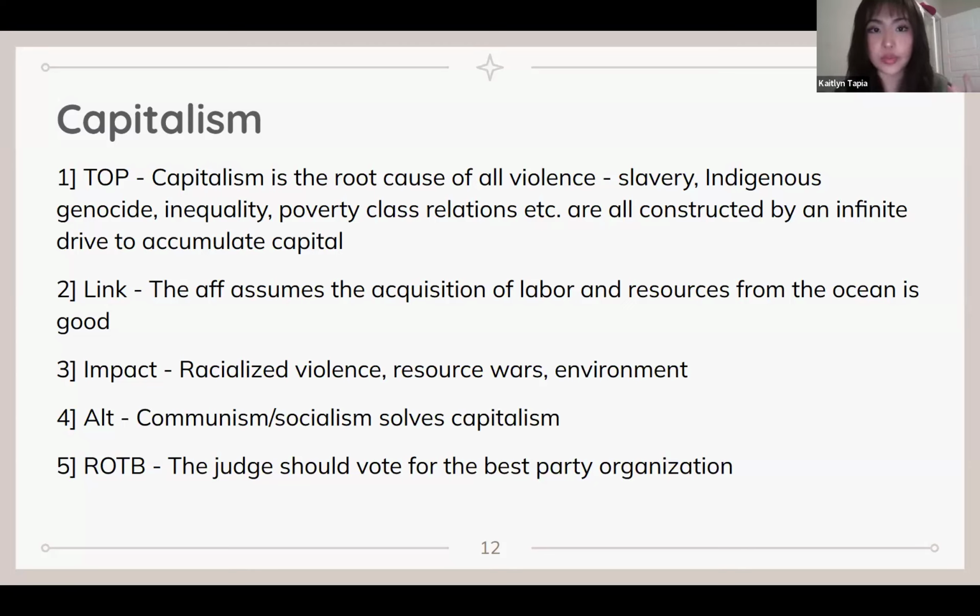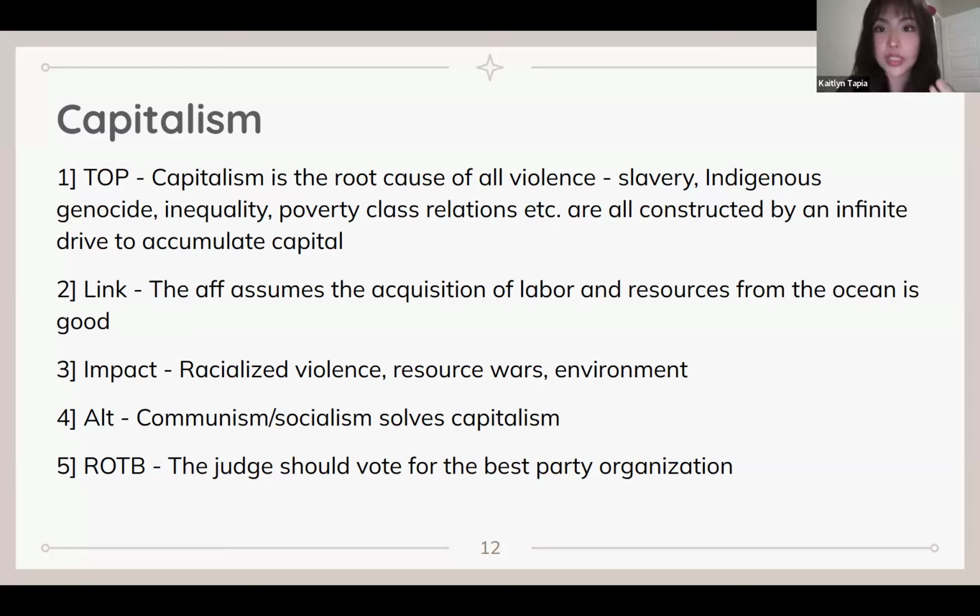This one's pretty straightforward because the wealthy class versus the middle class versus the lower class, these are all divisions that create systemic economic and social inequality within the United States that is rooted in a capitalist logic of division. There's also poverty and class relations, etc., which I kind of brushed up on earlier. And these are all examples of large-scale impacts that are constructed by this infinite, never-ending drive to accumulate capital, right?